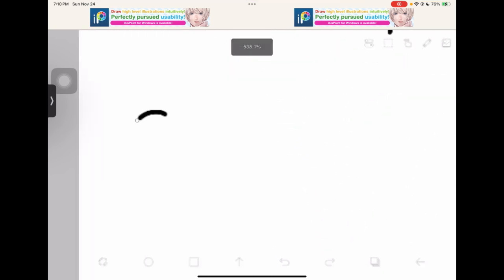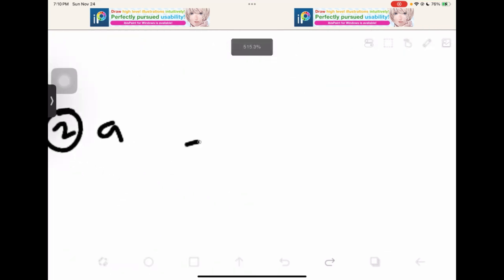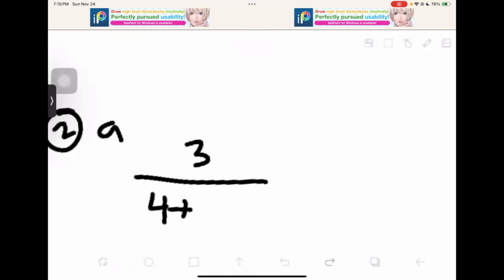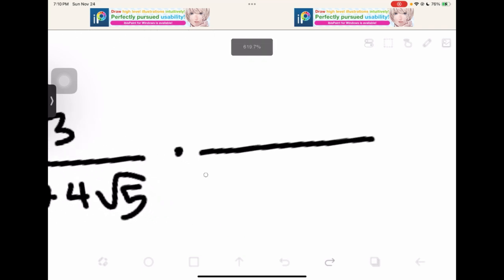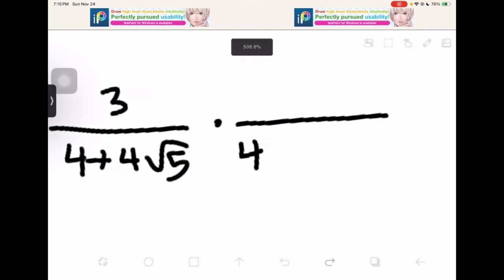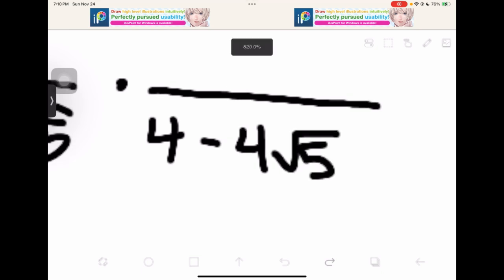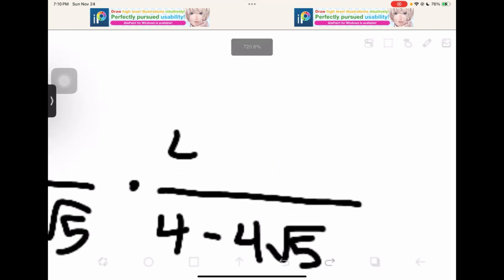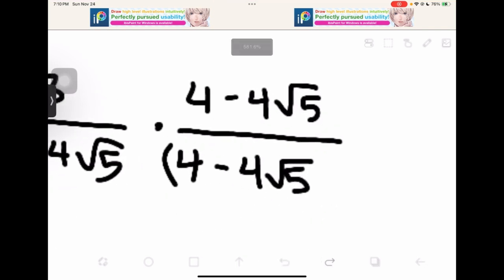So let's start with 2a first. We're going to have 3 over 4 plus 4 square root of 5. We do the same multiplication, but instead of just copying it, we find the conjugate, which in this case, since it's 4 plus 4 square root of 5, is 4 minus 4 square root of 5. Same thing here, 4 minus 4 square root of 5. Then we just do the FOIL method here.